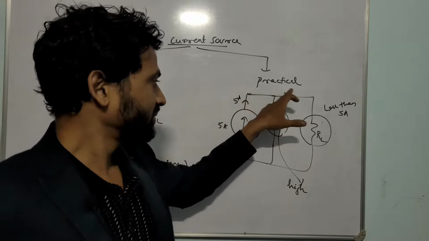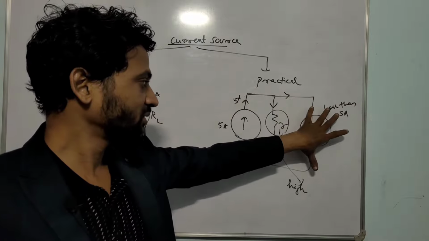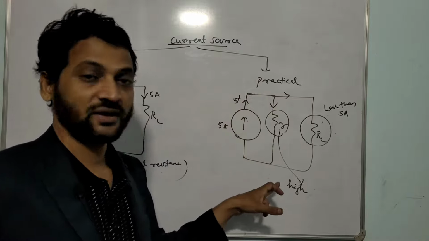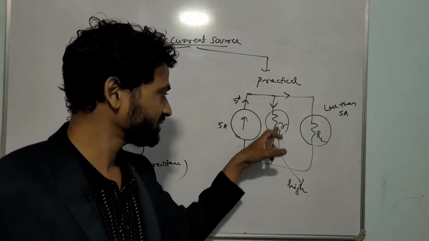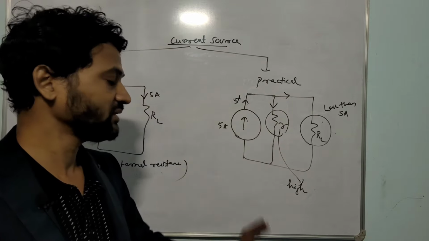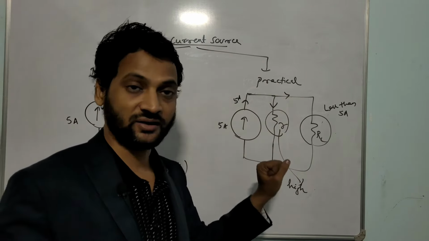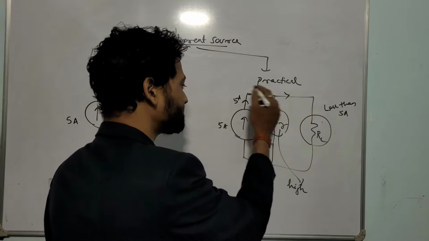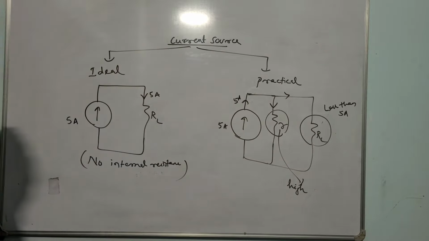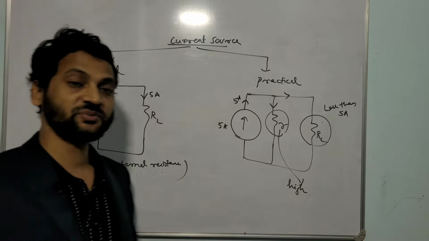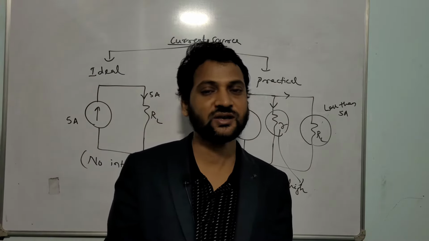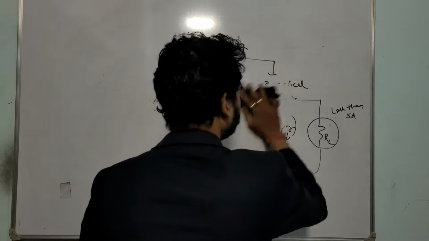But here in a practical current source, since the output current will be less than the input current, that's why one parallel path is there. The resistance of the parallel path is called internal resistance. Usually that value will be high. So due to the internal resistance, the output current will be less than the supply current. So that is the basic difference between ideal current source, practical current source, ideal voltage source and practical voltage source.